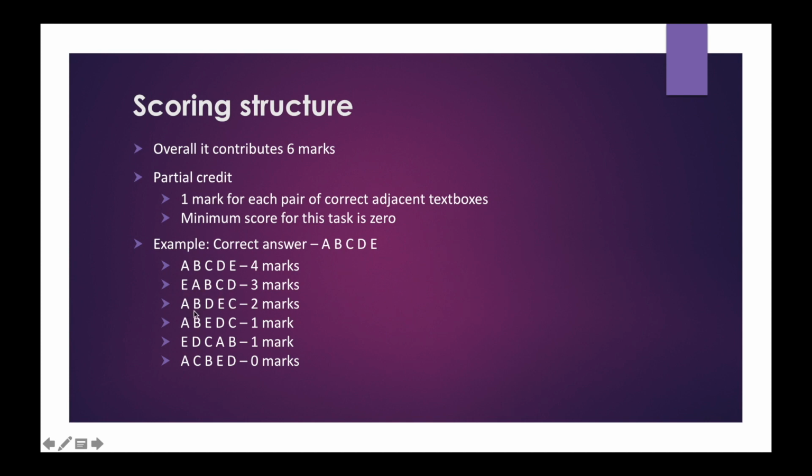Here we will get marks for AB, BD is not matching here, DE is a correct pair, so 2 marks, EC is a wrong pair. Here AB is a correct pair and the rest are all wrong pairs. And here if you see, the correct pair AB is placed at the end. The position of the pair doesn't matter. If the adjacent pair is correct, then we will get 1 mark for that.